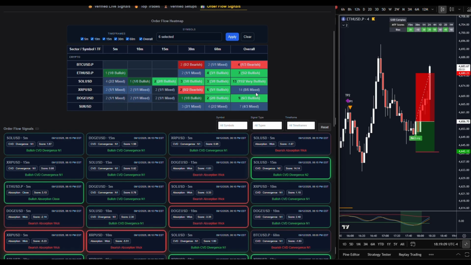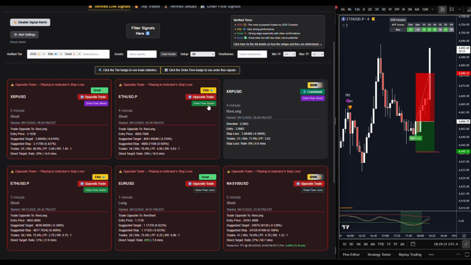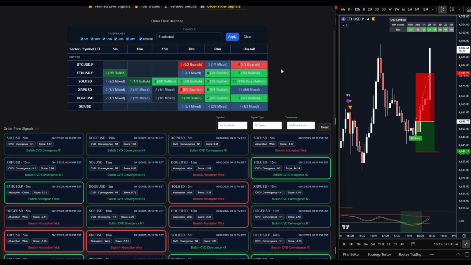So if you're in a 1-minute trade, a 60-minute signal from an hour ago is not going to be as important as a 5-minute signal that happened recently. So this is for overall understanding and bias. This is going to be more specific to your trade, but you should use both because it's still important.